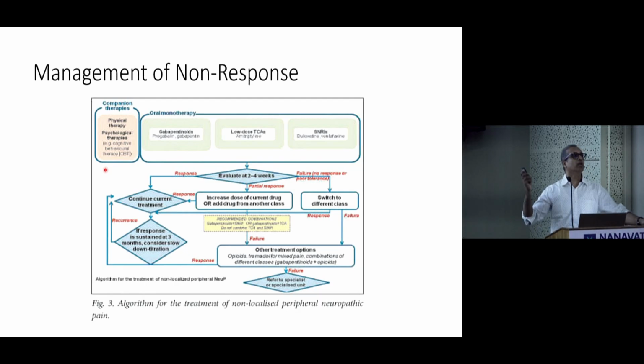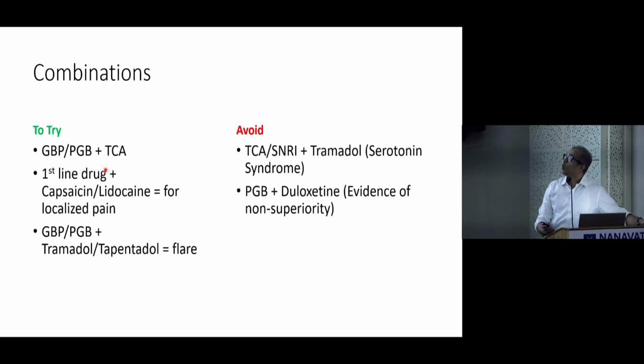So this is what I described in the previous slide. This is the algorithm for that. What are the combinations that you can try? Pregabalin or gabapentin can be used, and a tricyclic agent can be added to this. Capsaicin or lidocaine, like I said, for focal neuropathic pains like post-herpetic neuralgia. And you can use an opioid like tapentadol or tramadol because they have an SNRI kind of effect, and they can be used for flares for a limited amount of time. What should not be used is SNRIs with tramadol. They cause something called serotonin syndrome.